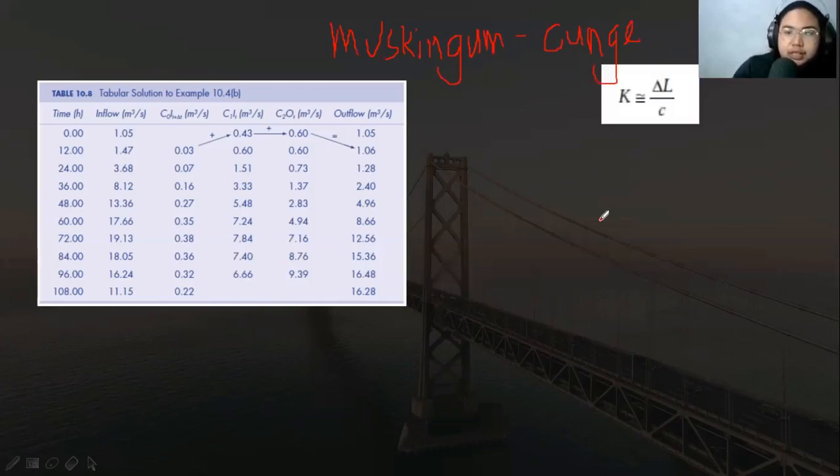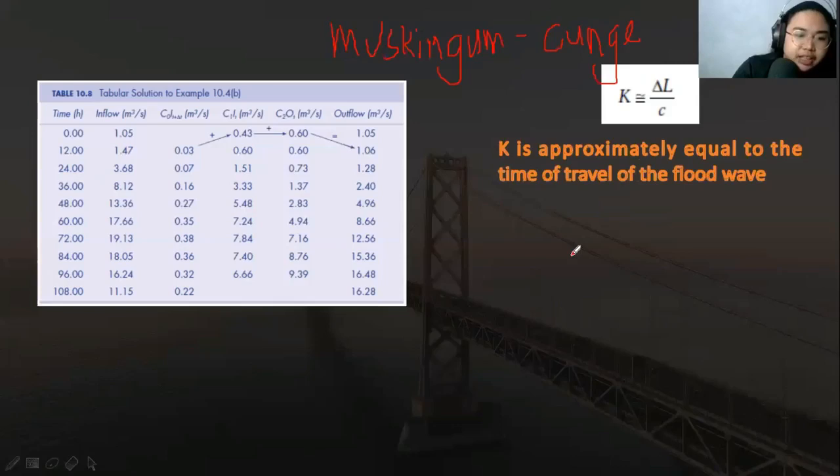K is approximately equal to change of L over C, where change of L is the length of the river reach. K is approximately equal to the travel time of the flood wave. Ayan. Again, si K is based siya sa time.